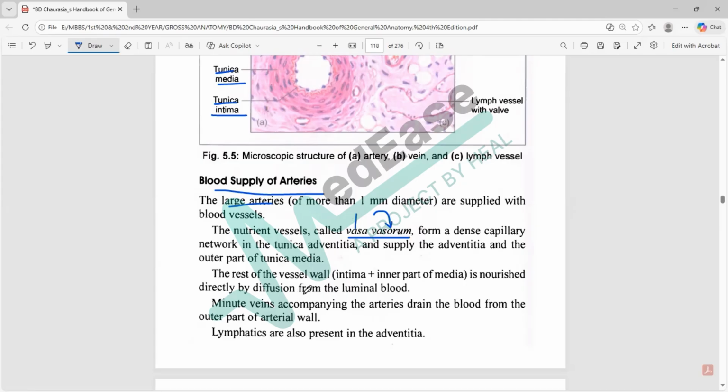Now, the rest of the walls will be mainly nourished by diffusion, whereas the adventitia will be supplied by these special blood vessels of the blood vessels. The lymphatics are also present here, as we have already discussed. The adventitia will contain most of the collagen and elastic fiber which it requires.